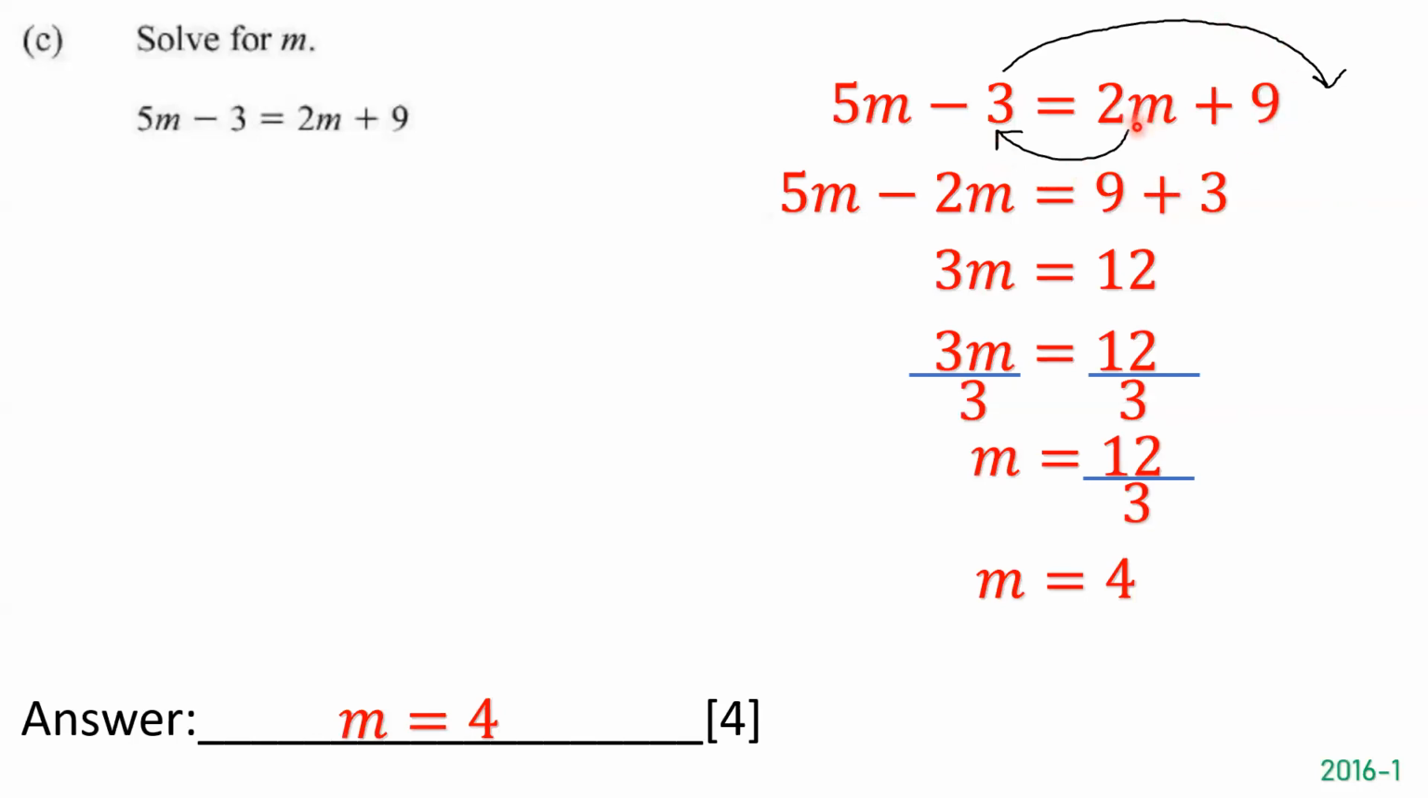And notice that this is a positive 2m. So when we send it over, it becomes a negative 2m. What is 5m minus 2m? Well, 5m minus 2m is definitely 3m. And what is 9 plus 3? Well, 9 plus 3 is definitely 12. And so we have 3m equals 12.